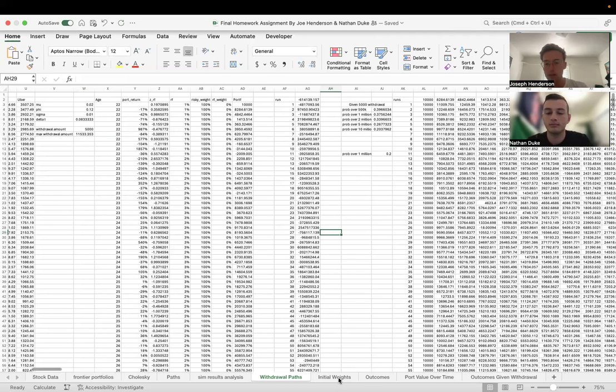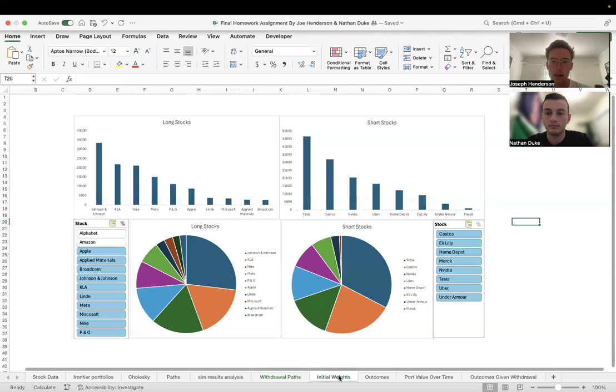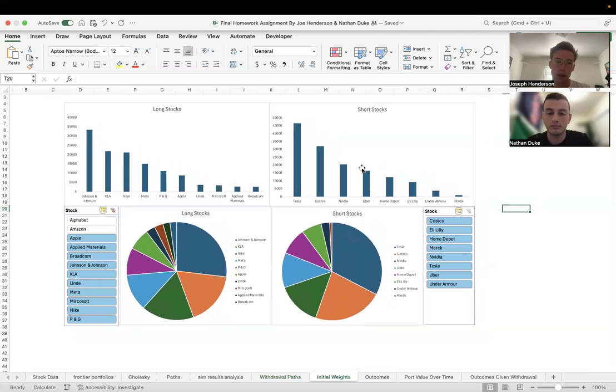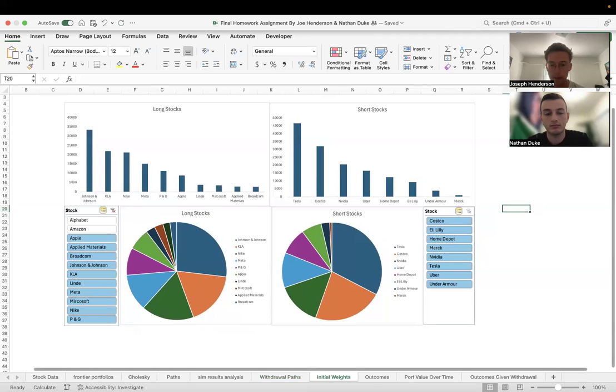And then moving into some of the dashboards we made in order to showcase our calculations here. We have one here with the initial weights for the different stocks, long stocks and short stocks, and then the value that we would be investing. Short stocks here, this is the amount we would be shorting, and this is the amount we would be investing in the long stocks here, with these slicers, so you can customize which stocks you want to look at.